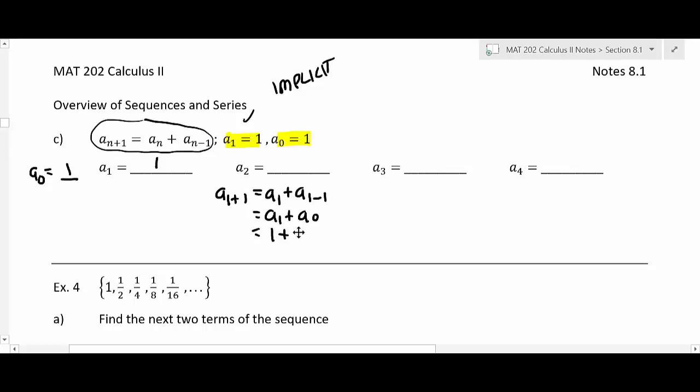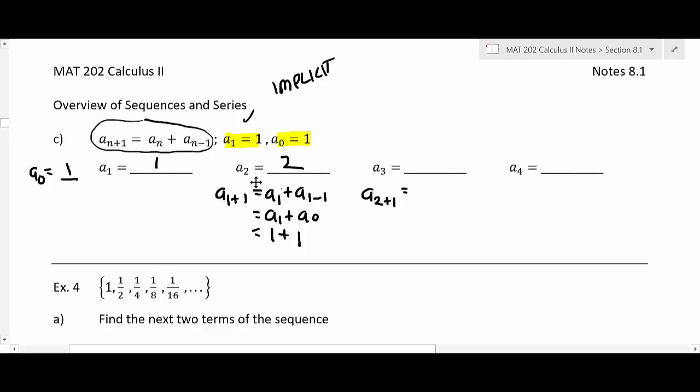A sub 0 is 1, so 1 plus 1 is 2. What it's really telling you to do is to add up the previous two terms. Okay, that's how that goes. Then when you go to the next one, a sub 3, what you're really doing is a sub 2 plus 1, right, to get 3.